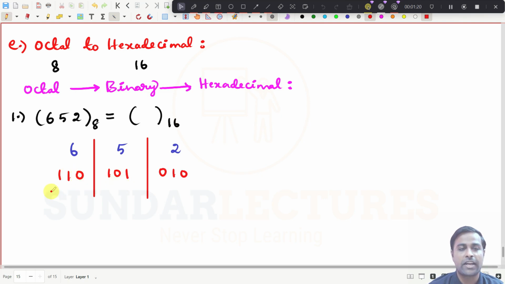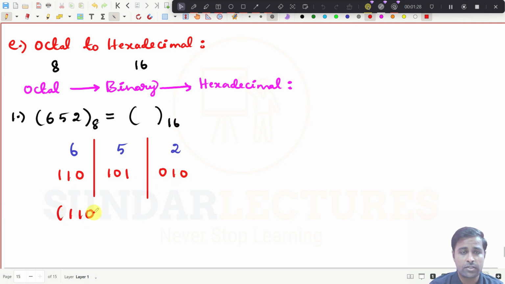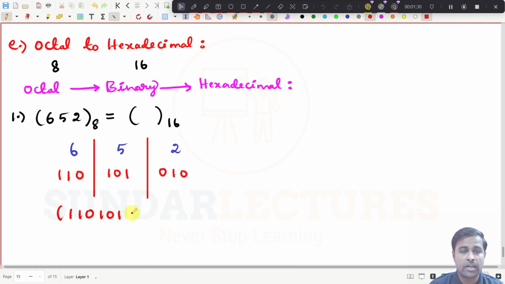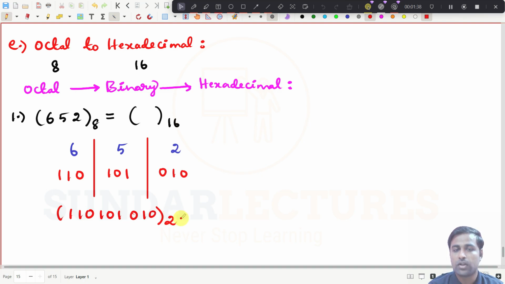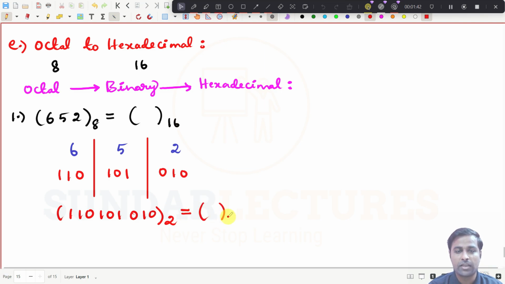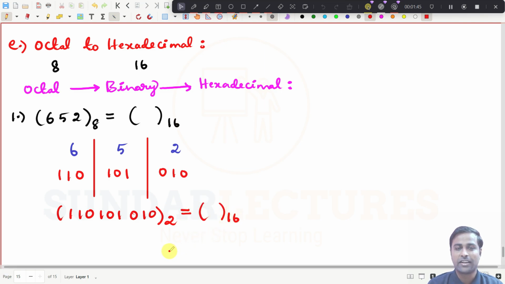110, right? This will be 110. So now this is the equivalent binary value. What is this one? 110, 101, 010. Now you got the equivalent binary value, right? Now this binary value can be easily converted into the hexadecimal value. So what you need to do here?